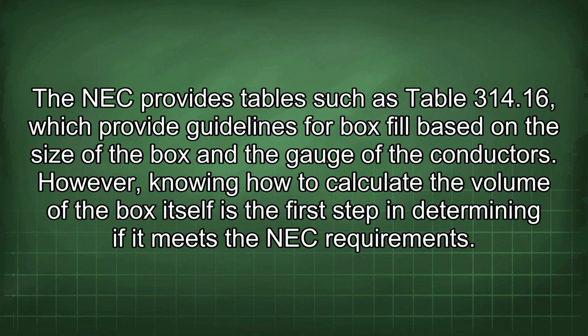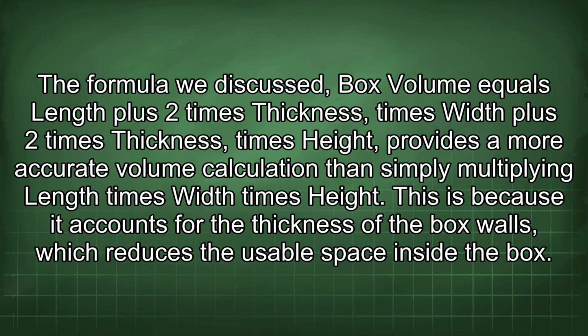However, knowing how to calculate the volume of the box itself is the first step in determining if it meets the NEC requirements. The formula we discussed, box volume equals length plus 2 times thickness, times width plus 2 times thickness, times height plus 2 times thickness, provides a more accurate volume calculation than simply multiplying length times width times height. This is because it accounts for the thickness of the box walls, which reduces the usable space inside the box.